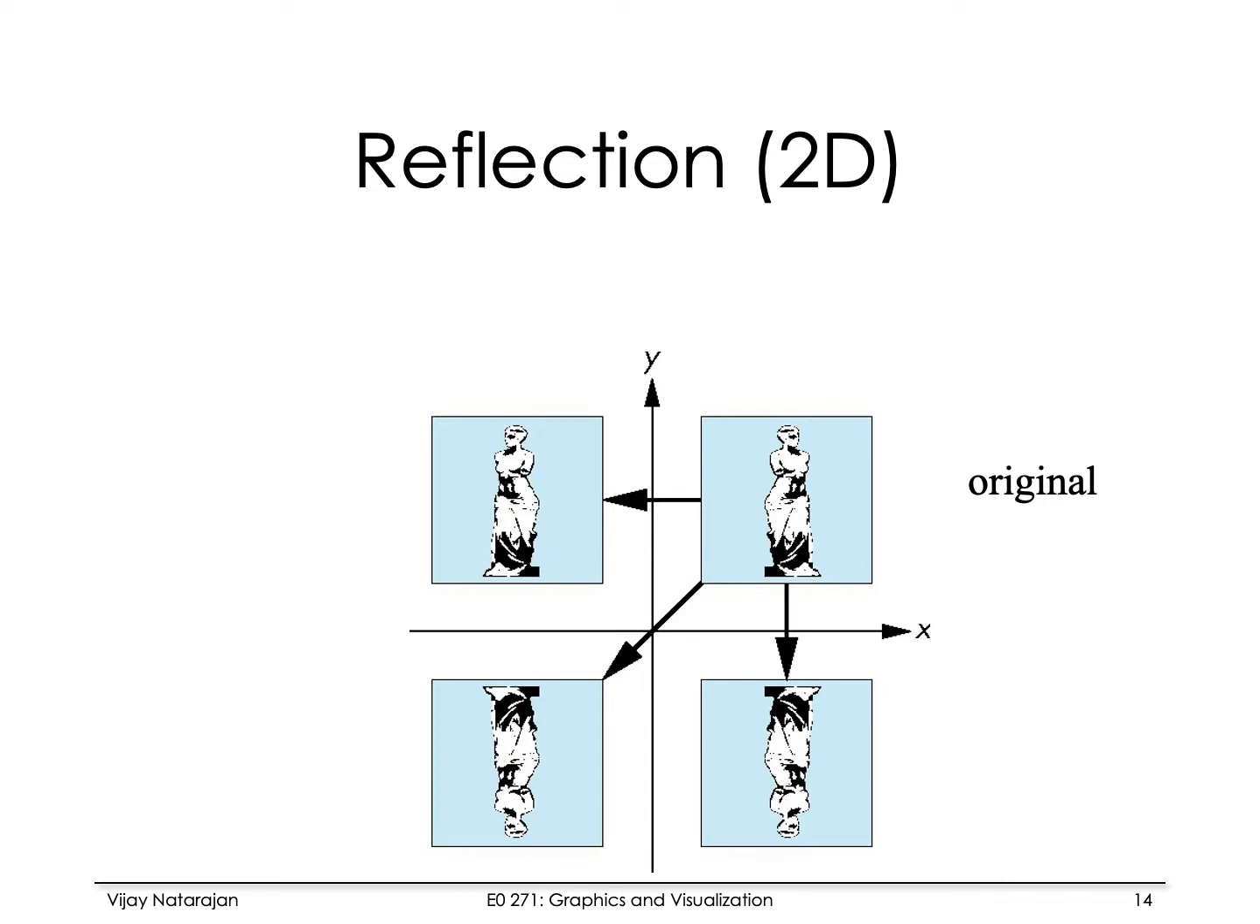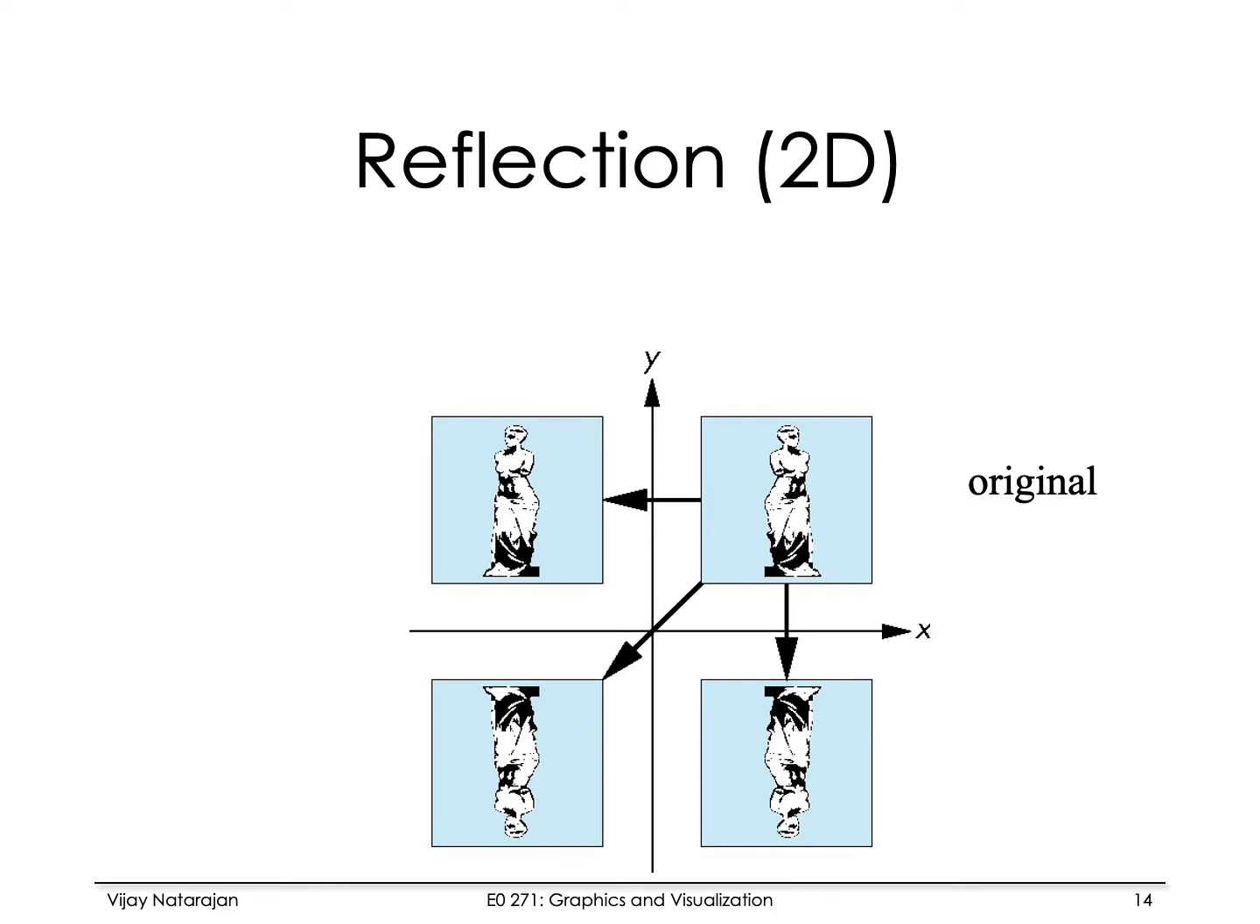You may be curious about another transformation, which is reflection. So what is reflection really? Let's look at it in the 2D case. If I have an original object or an image like this, let's consider it as an object. It's a geometric object with various points, and I would like to reflect it about some axes.